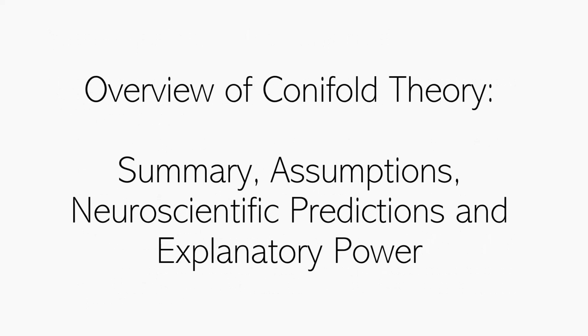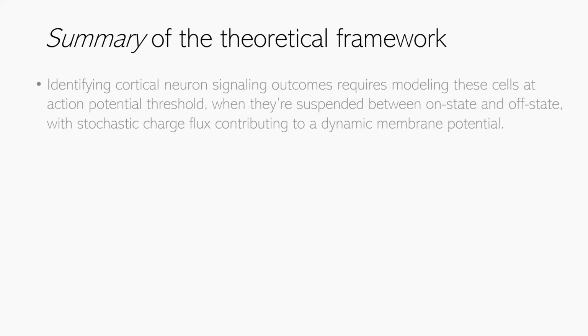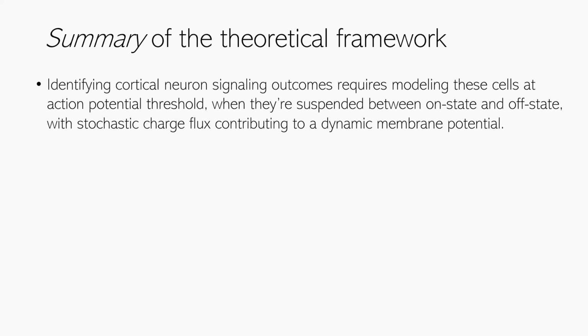So now we can go over the entire theoretical framework, including a summary of the theory and the minimal assumptions of the theory, the neuroscientific predictions generated by the theory, and the explanatory power of the theory. So in summary of Conifold Theory, we can say that identifying cortical neuron signaling outcomes requires modeling these cells at action potential thresholds when they're suspended between on-state and off-state, with stochastic charge flux contributing to a dynamic membrane potential. The outcomes of cortical neurons are not deterministic, they're probabilistic. And so we have to use the mathematics of probabilities to model how the system works.